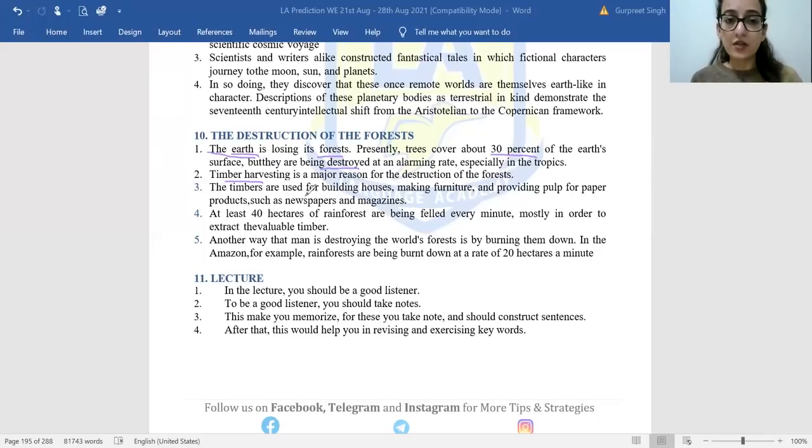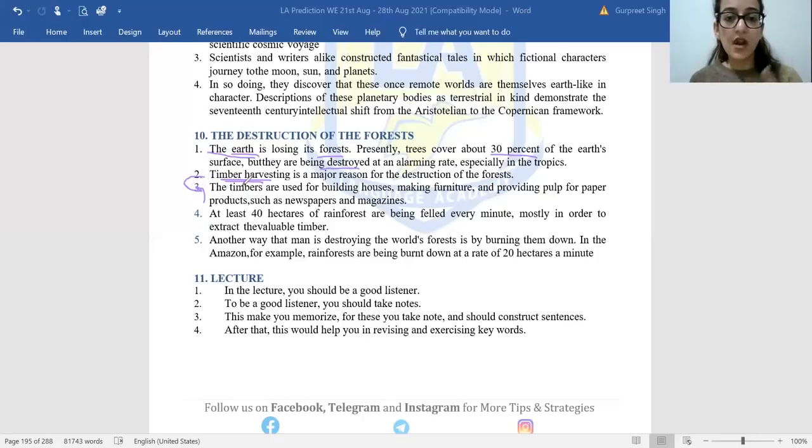The timbers are used. So once we give the term timber harvesting is the reason, then we are explaining why we are saying that timber harvesting is a reason, because timbers are used for building houses, making furniture, providing pulp for paper products such as newspapers and magazines. So this is a kind of relationship that you have to understand, that this is a sentence, the next sentence is saying why it happened, the next sentence is saying when it happened. So if you're able to make those relationships, you can make your pairs easily.